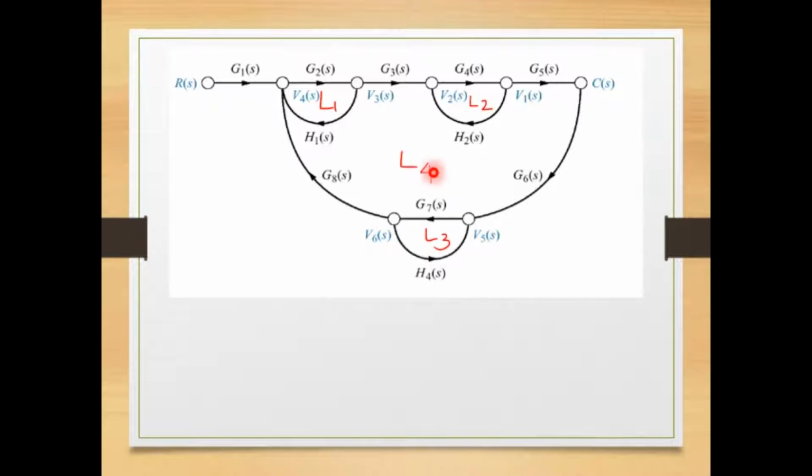If you observe here, it is clear that L1 and L2 are non-touching, right? They do not have a common node. Similarly, L1 and L3 are non-touching, but L1 and L4 have a common node, so they touch. L1, L2 are non-touching, L1, L3 are non-touching, as well as L2 and L3 are non-touching loops.